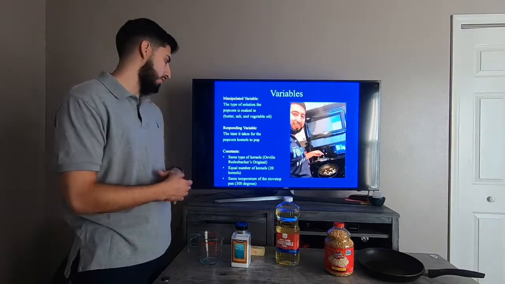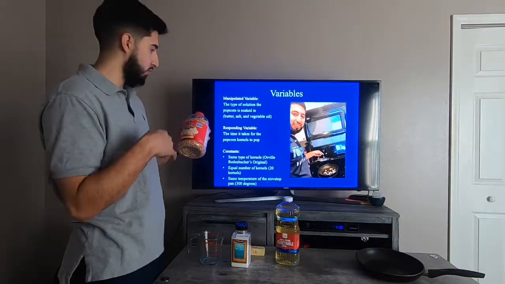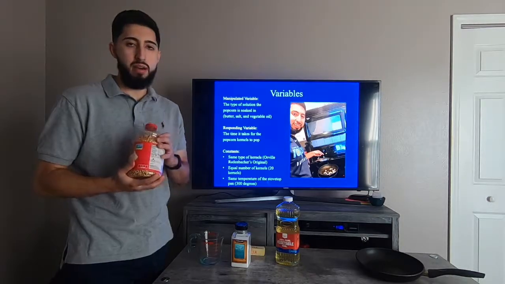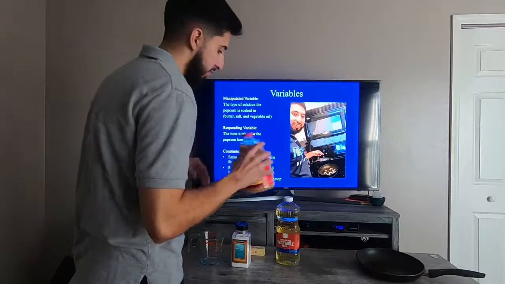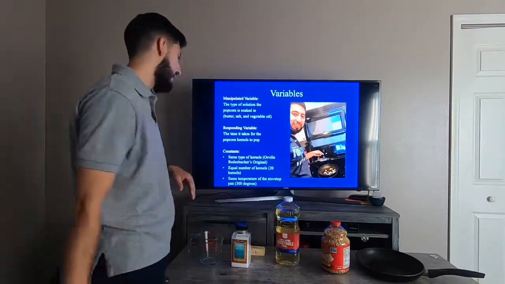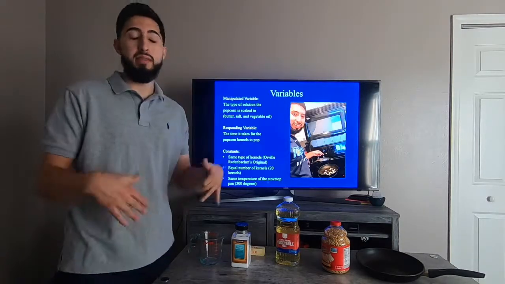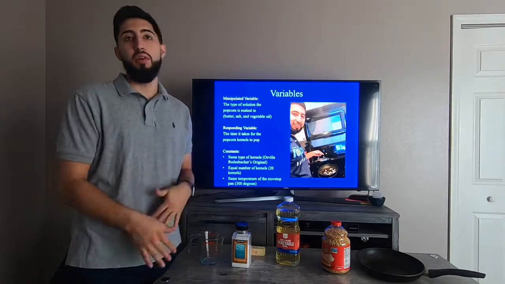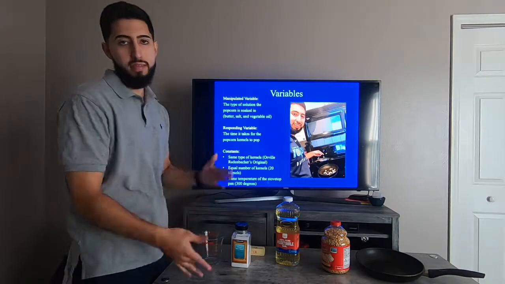The constants are the things that are staying the same. The same type of kernels: we're using Orville Redenbacher's original kernels all the way through. The amount of kernels: we're using 20 kernels on each run to keep it constant and keep it simple. And the same temperature on the stovetop; we're going to set it to the same setting. My setting is medium, which on most stovetops is about 300 degrees. So we're going to keep all of that constant.